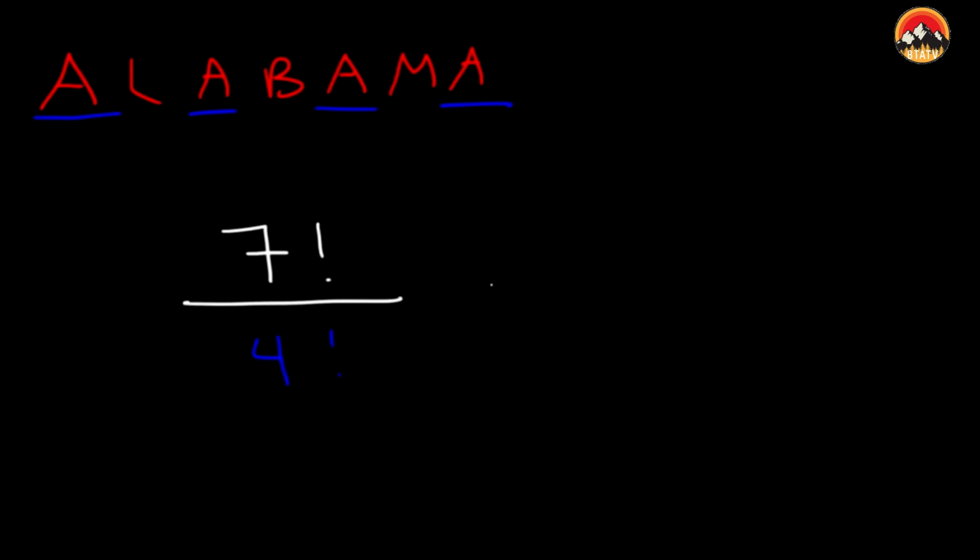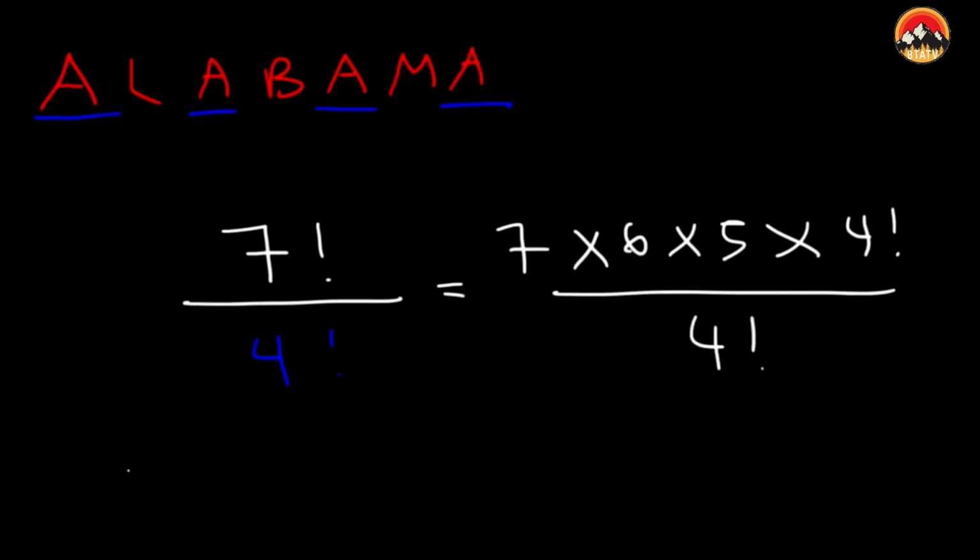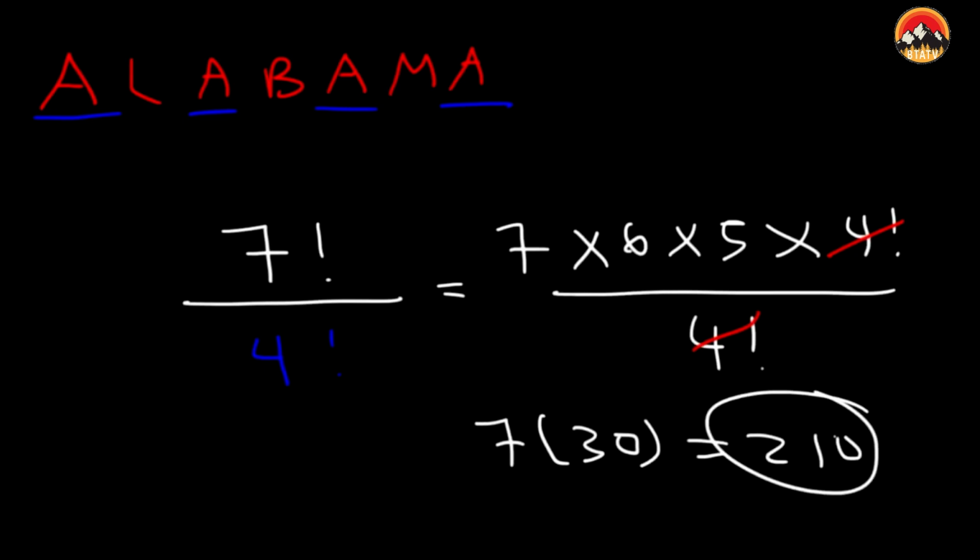So therefore, this is going to be 7 times 6 times 5 times 4 factorial divided by 4 factorial. And so we can cancel these two. We know that 6 times 5 is 30, and 7 times 30 is 210. So that's how many different ways you can arrange the letters in the word Alabama. Let's try another example. What about the word Mississippi?